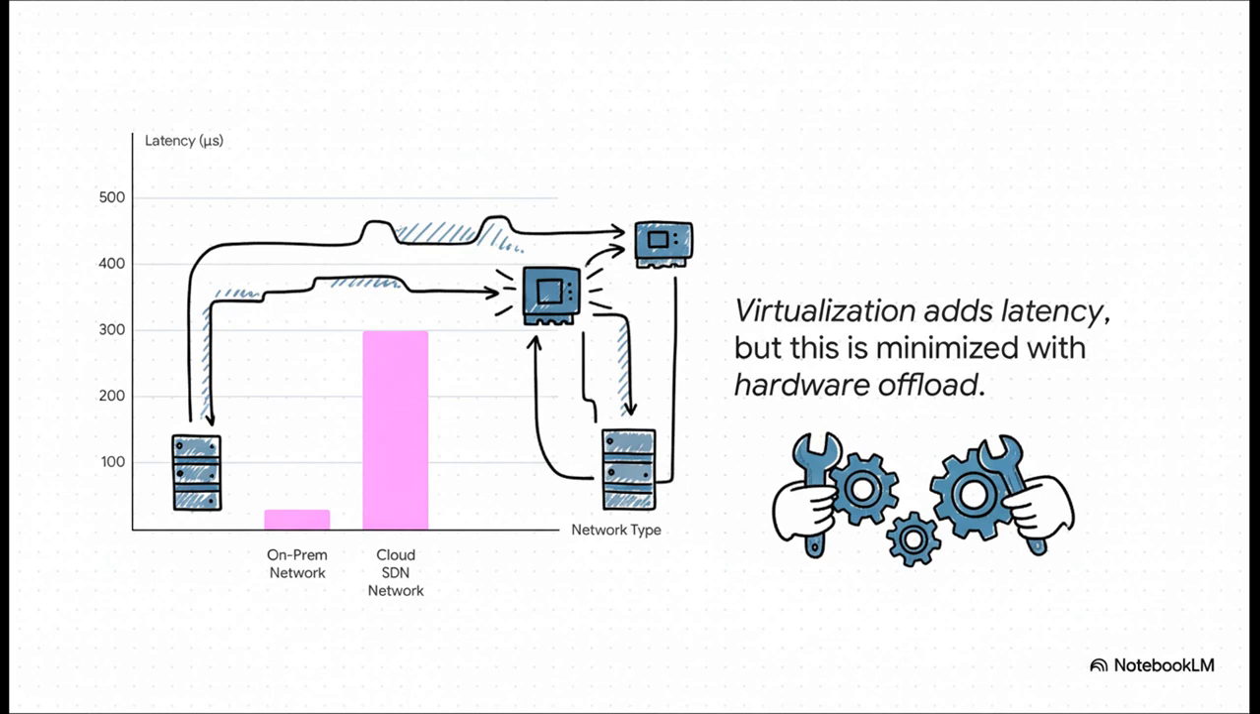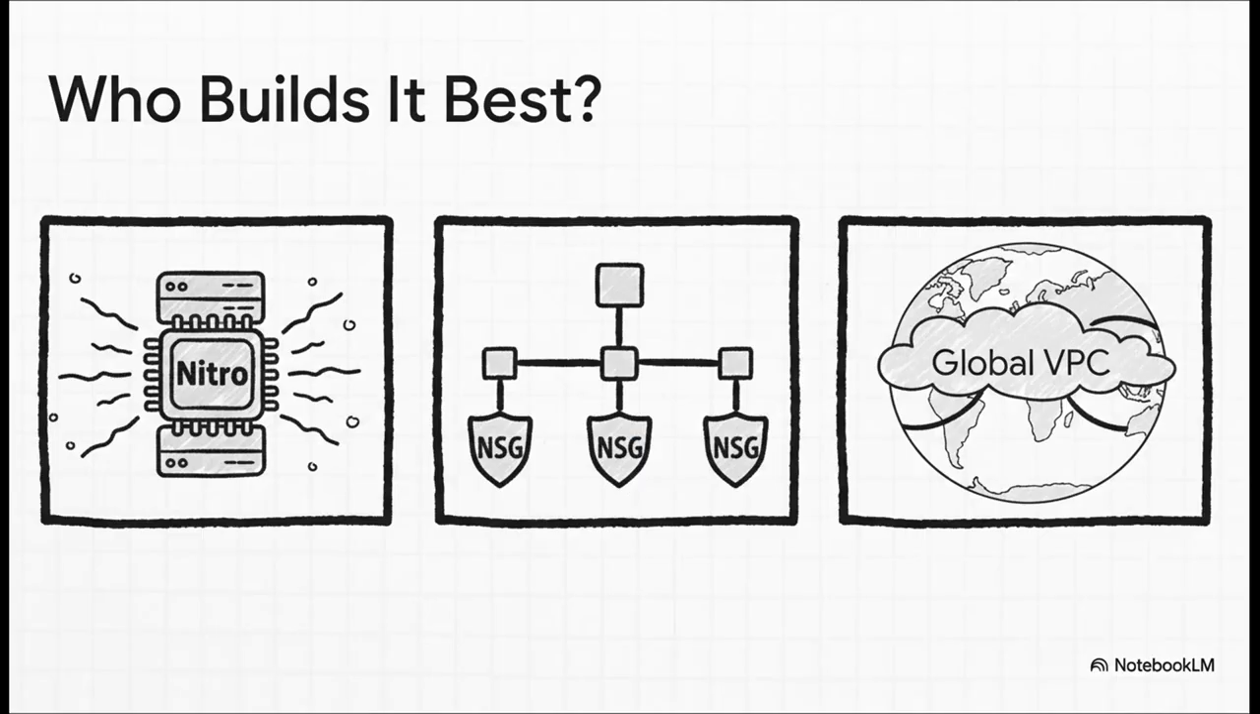But here's the clever part. Providers like AWS and Azure use specialized hardware, things like SmartNICs or the AWS Nitro system, to handle all that wrapping and unwrapping. It offloads the work from the main server's brain, which makes the performance almost indistinguishable from running on bare physical hardware. And of course, each of the big players adds their own special flavor. AWS is famous for that Nitro hardware we just mentioned, which gives them incredible performance. Azure has a very similar and robust approach with their virtual networks. And then there's Google, which has this standout feature called a global VPC. It basically treats the entire planet as one big network, which is a seriously powerful concept.